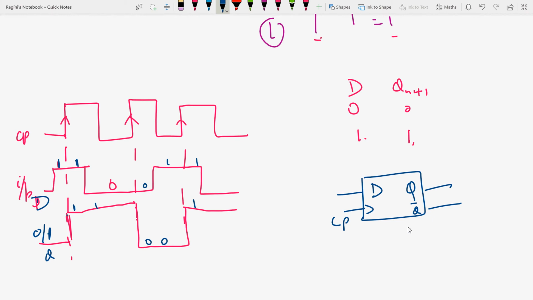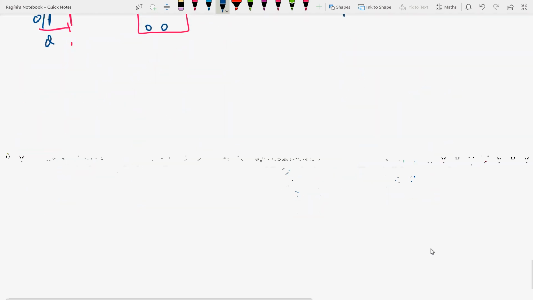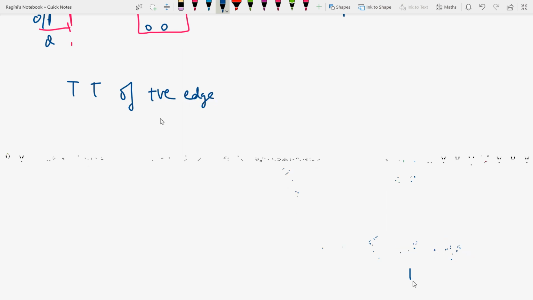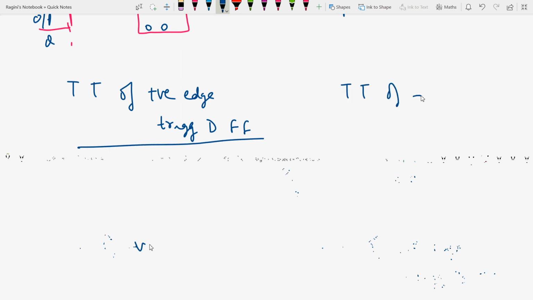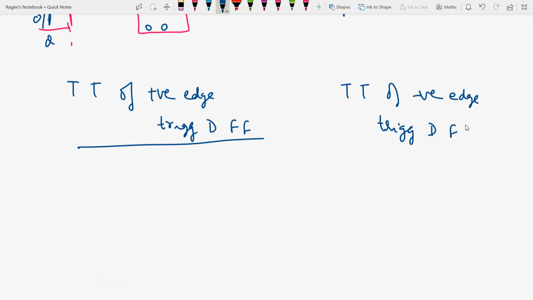Okay, for example, if I show you the truth table of positive edge triggered D flip-flop, and the truth table of negative edge triggered D flip-flop here. So what you can say, if these are the inputs and this is the outputs and these are the state, right? Here, what are the inputs?